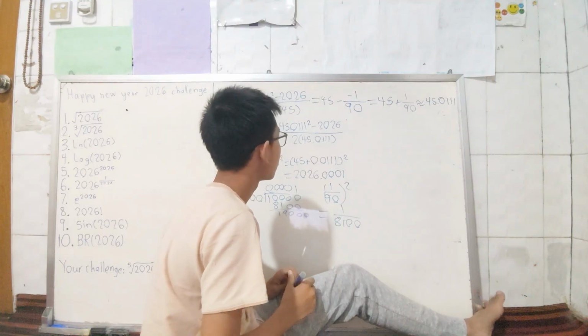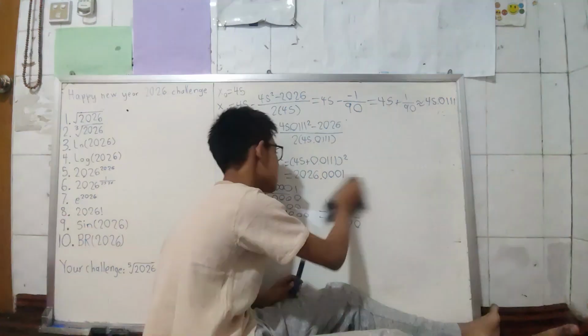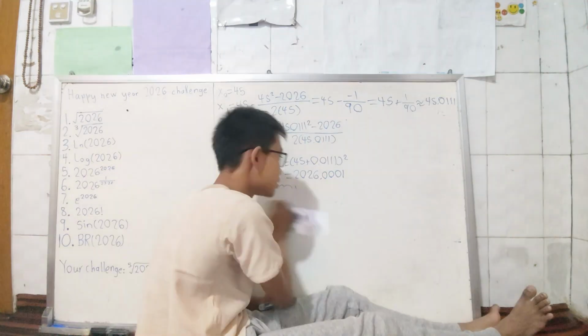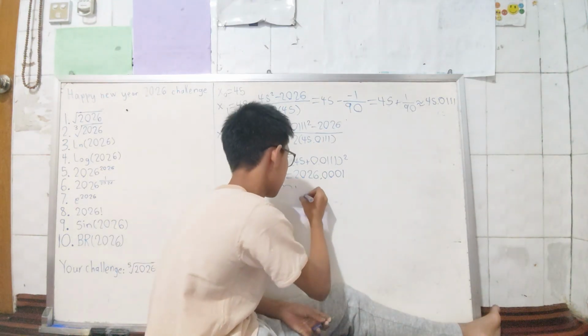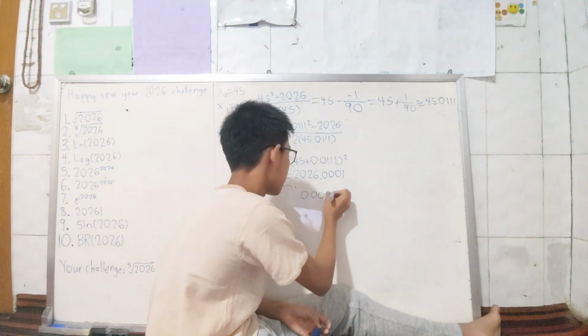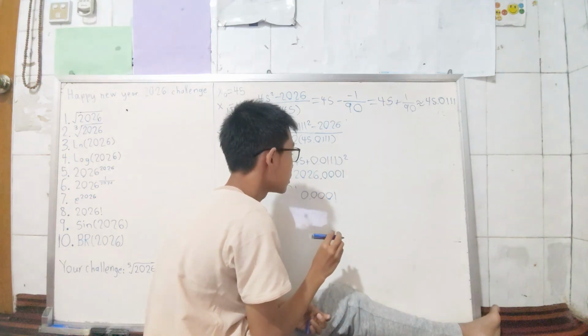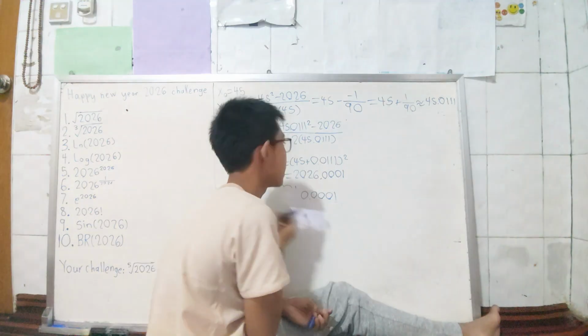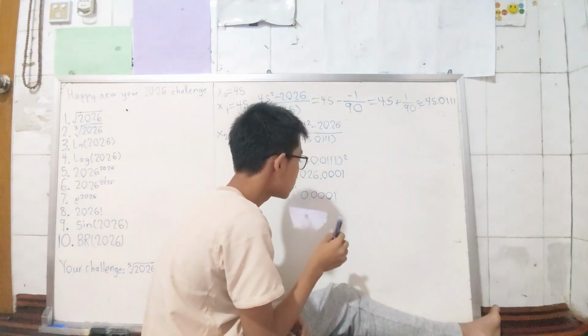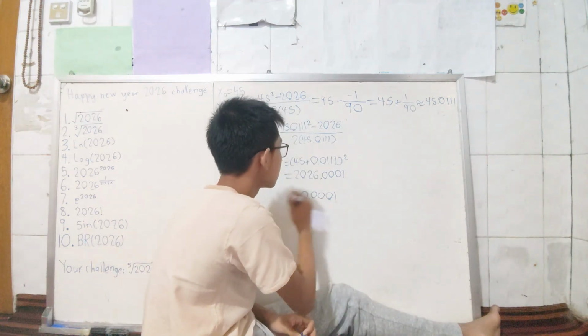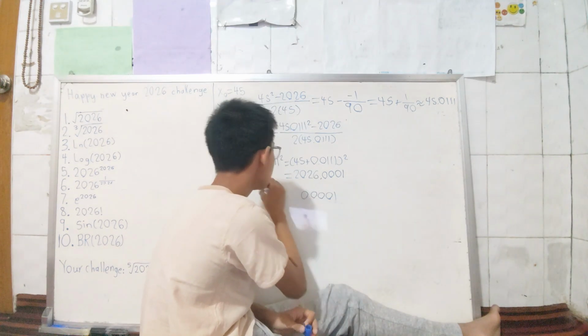And if we subtract 2026, we get 0.0001. And then if we divide by this large number right there, it's going to be practically 0, right? It's approximately 0. I don't think so. So that's going to be 9.